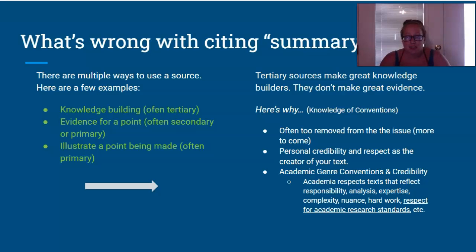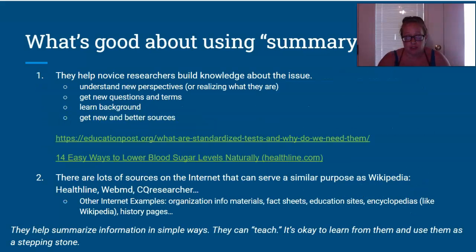An academic community is going to expect responsibility, analysis, expertise, complexity, nuance, hard work, and respect for academic standards. And academic standards want more of the meat of the conversation to be there rather than the summary of what should be there. So what's good about summary sources?